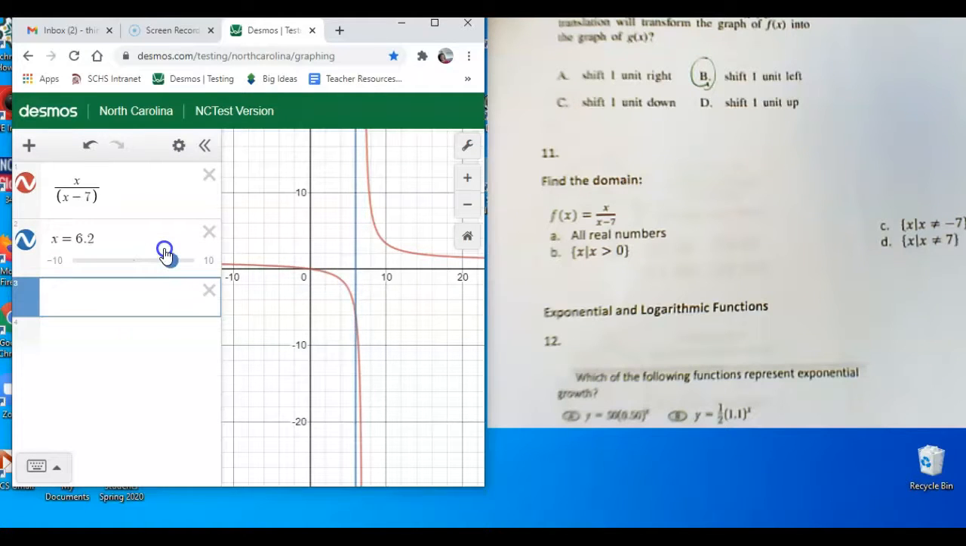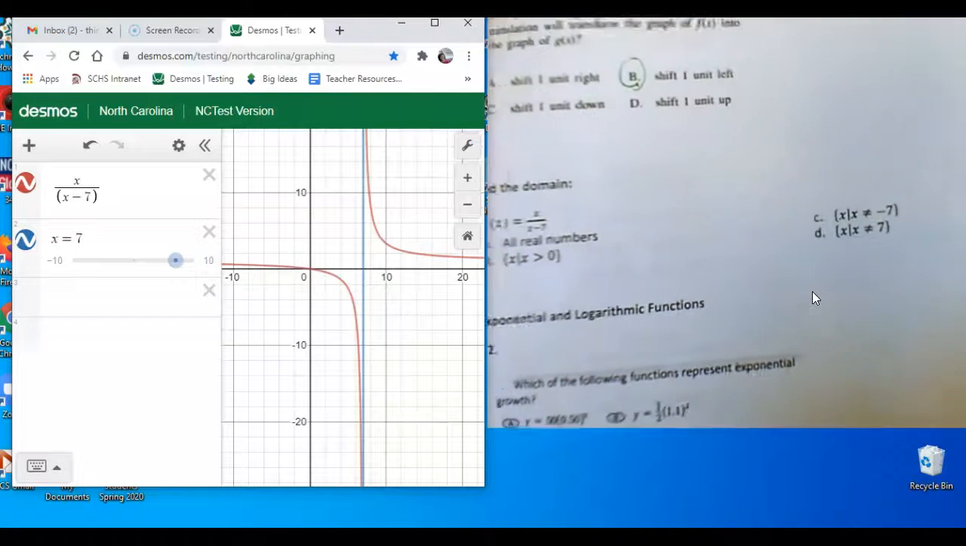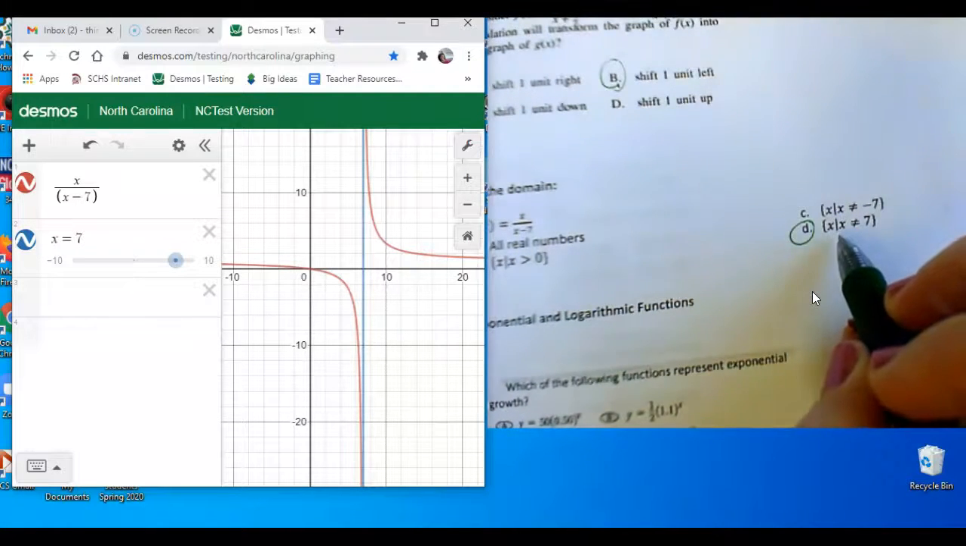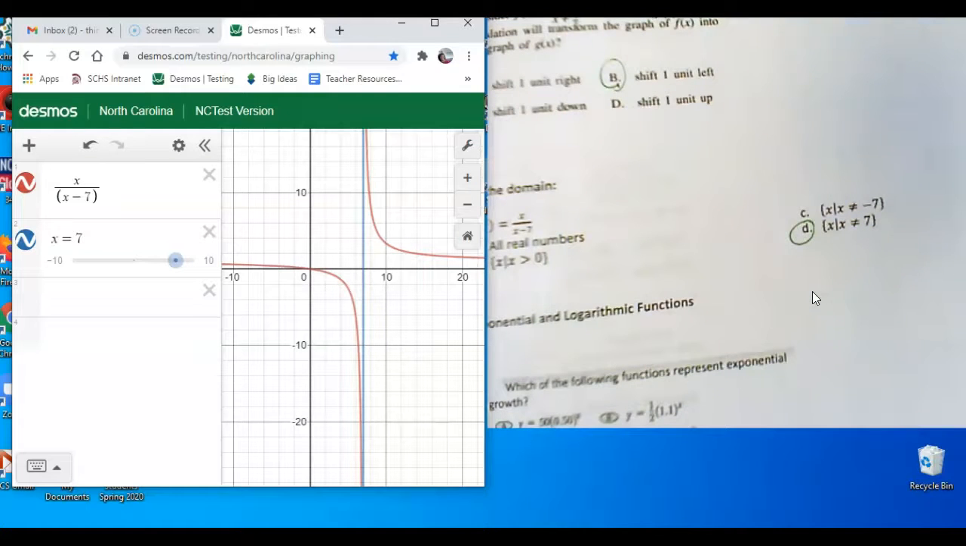That looks not quite there yet, trying to get there. Looks like 7 would work. It's really close on the ends and in the middle. So it looks like the domain would be everything except for 7. And one way that can be written is like D. That means all X values except 7.